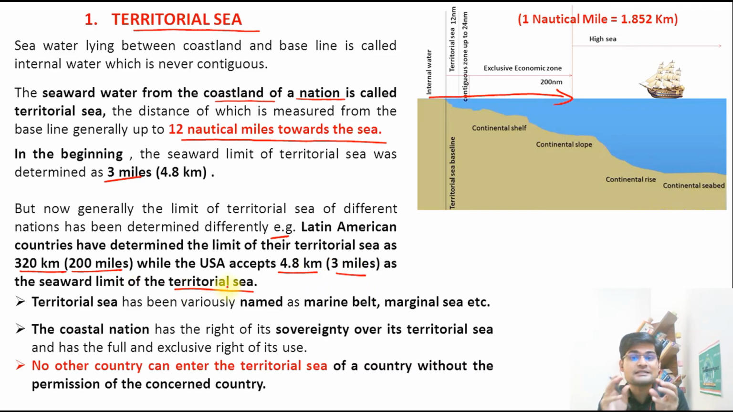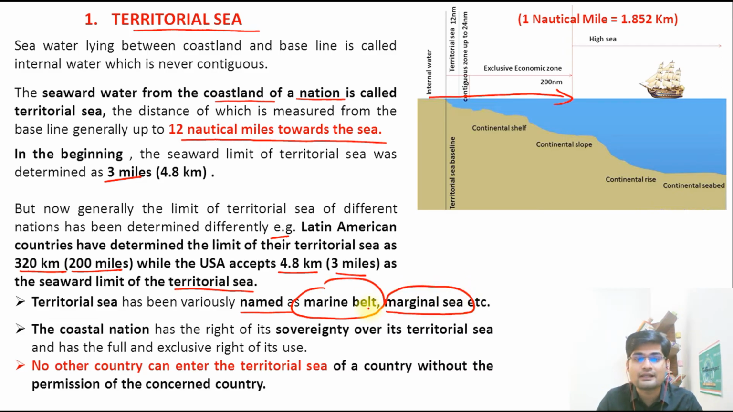So there is also a little difference with different countries. If you observe, territorial sea has been variously named as marine belt or marginal sea as well. Apart from this, the coastal nation has the right of sovereignty over its territorial sea. That's important. And no other country can enter the territorial sea of a country without the permission of that particular sovereign nation. That is an important point to remember in territorial sea.